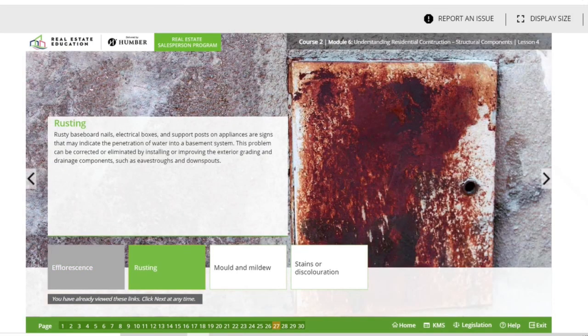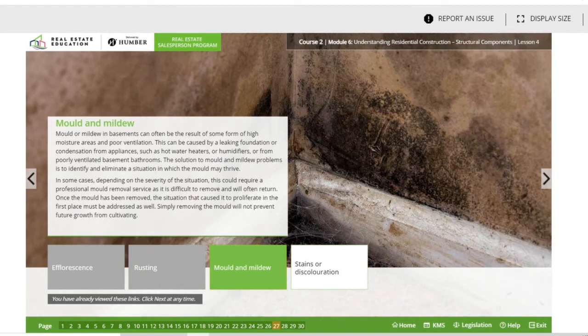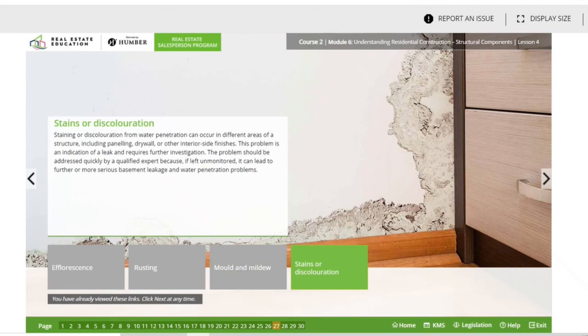Rusting. Rusty baseboard nails, electrical boxes, and support posts on appliances are signs that may indicate the penetration of water into basement systems. Mold and mildew in basements can often be a result of some form of high moisture areas or poor ventilation. Stain or discoloration. Staining or discoloration from water penetration can occur in different areas of a structure.